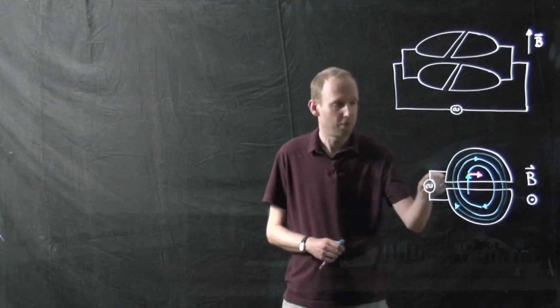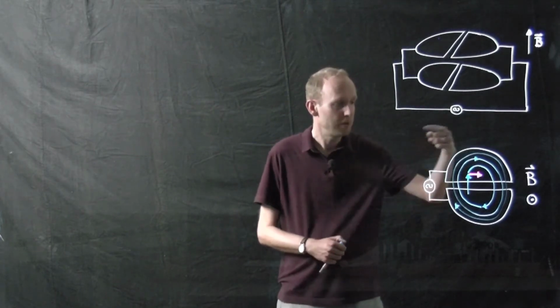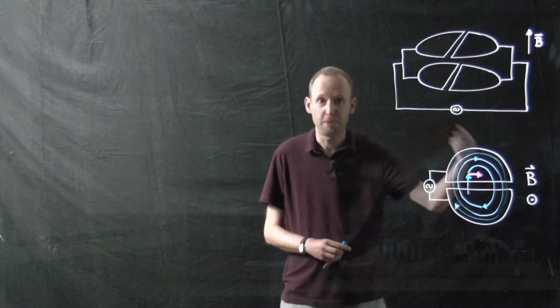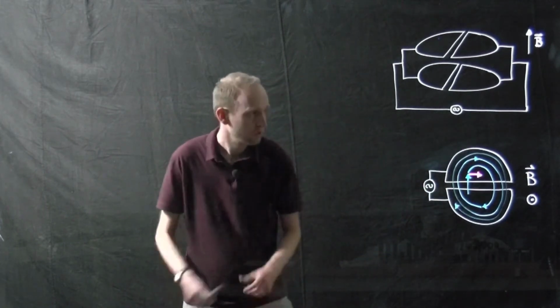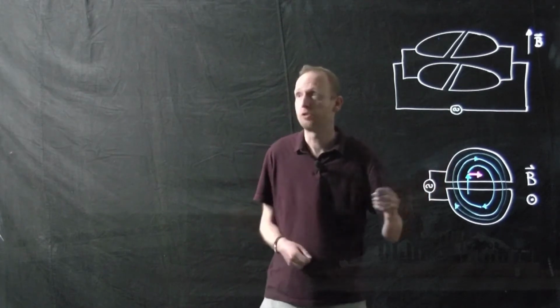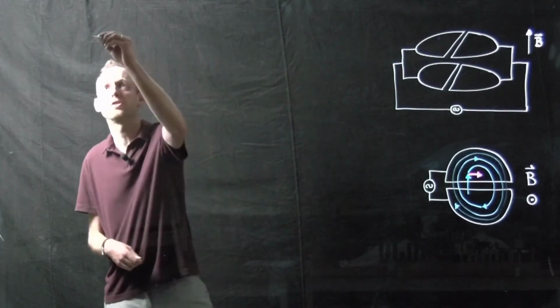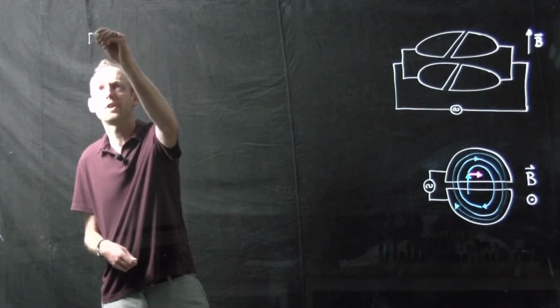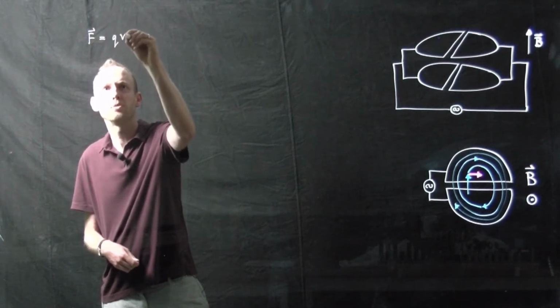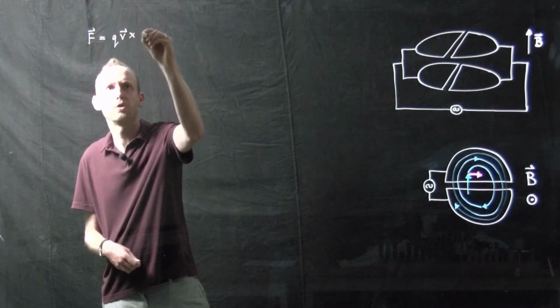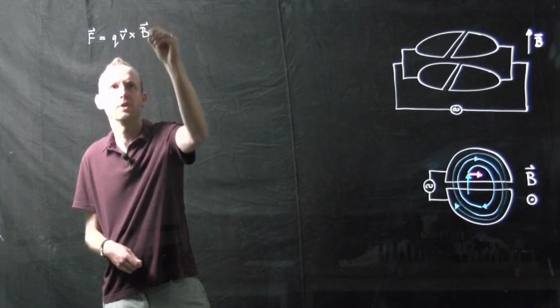frequency do we have to apply to these plates in order to make sure that we accelerate this at the right pace. So in order to answer that question, we will look at the force that is applied, which is of course the Lorentz force. The Lorentz force we can write as such: F vector equals Q times the velocity vector outer product the magnetic field.